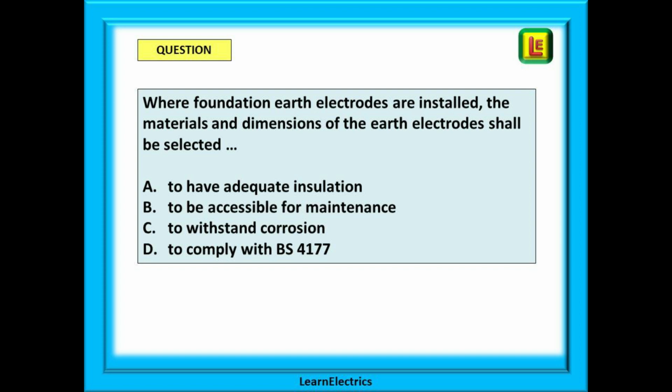The question is, where foundation earth electrodes are installed, the materials and dimensions of the earth electrodes shall be selected: A, to have adequate insulation, or B, to be accessible for maintenance, or C, to withstand corrosion, or D, to comply with BS 4177. Which one answer is correct?